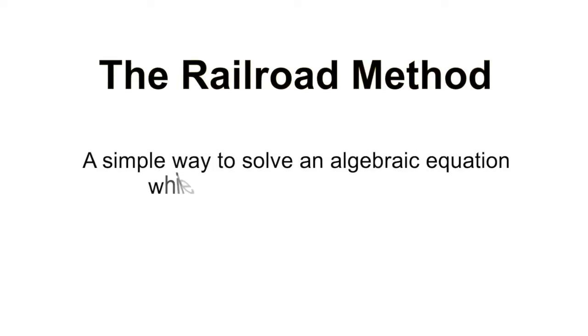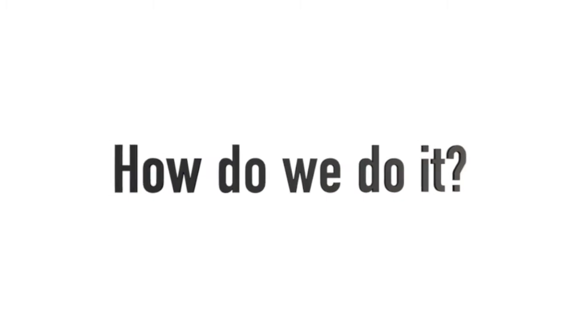The railroad method. What is it? It's a simple way to solve an algebraic equation while showing all of your work so you can check over your work easily. What does that mean? Basically, you're going to solve for x. Okay, so how do I do it?